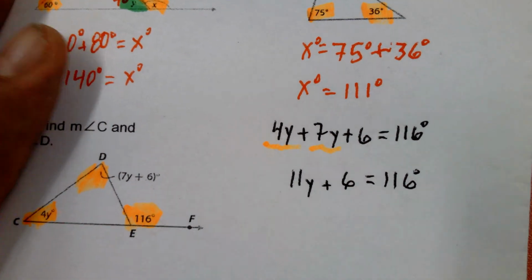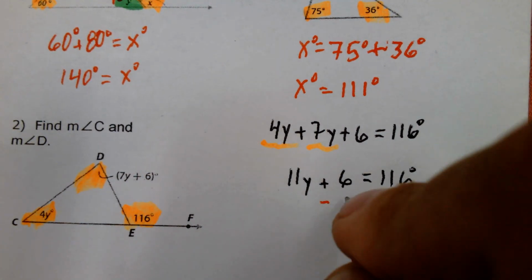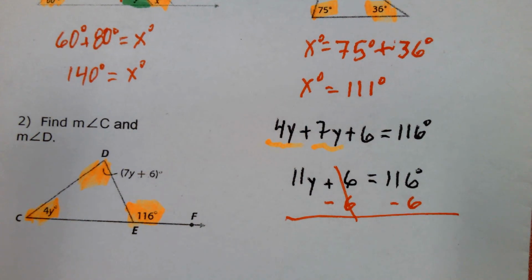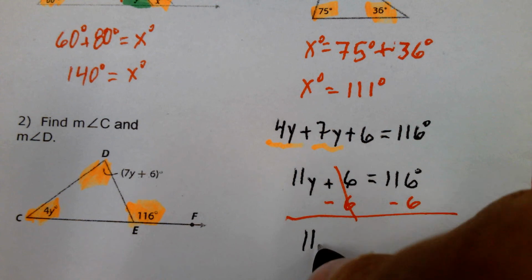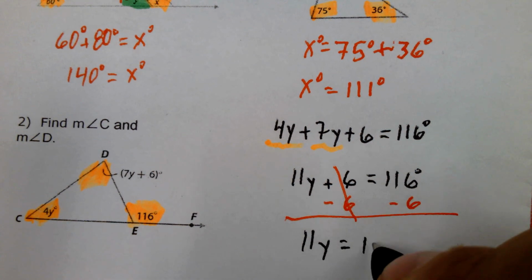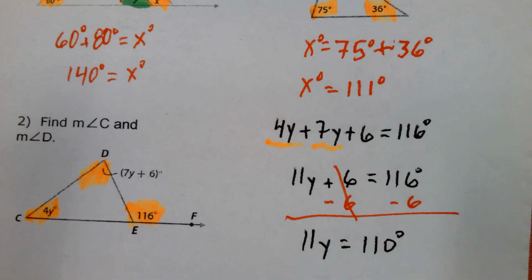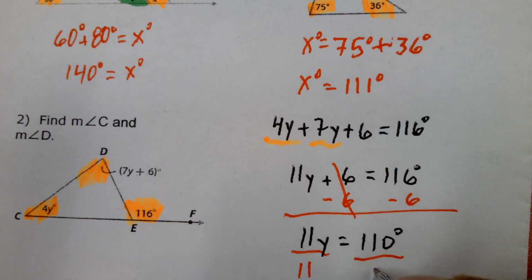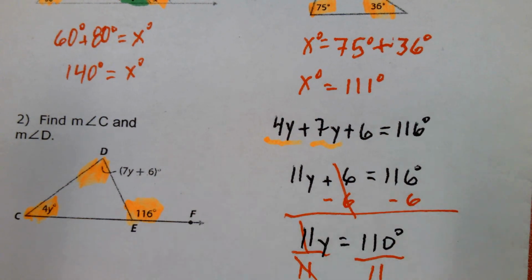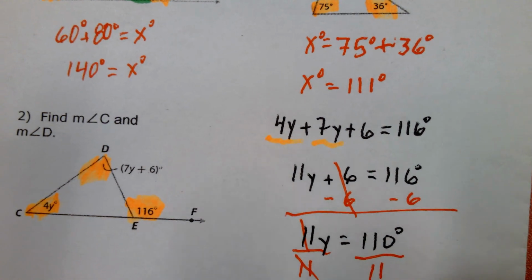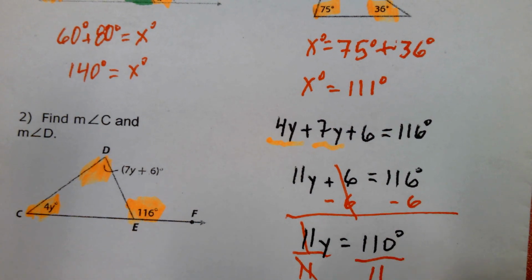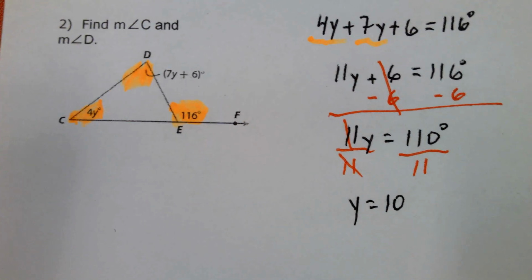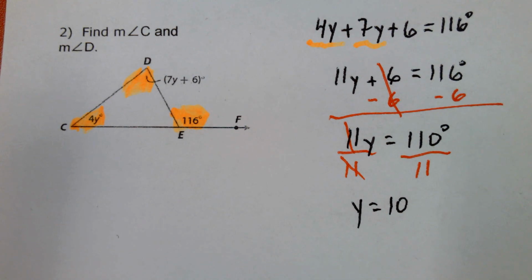Let's solve it. So take away 6. 11y equals 110. And how many times does 11 go into 110? 10 times. Okay. So there it is. That's just what y is.